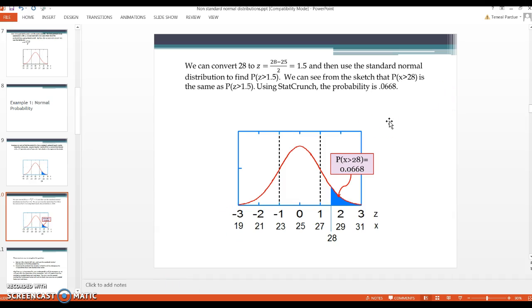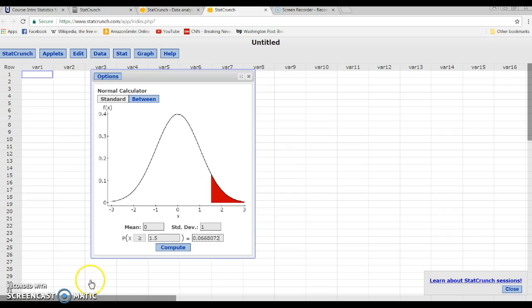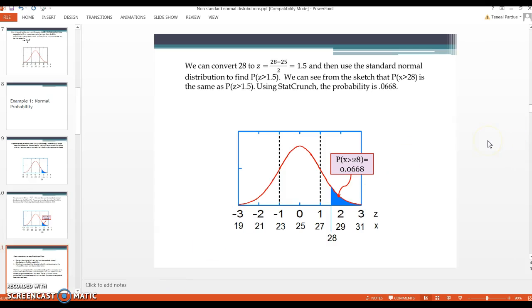Okay, so 0.0668. Again, just to recap, what we did was we took 28, converted it to z, and then we used the standard normal distribution in StatCrunch. So we used a mean of 0 and a standard deviation of 1, and found the probability that z was greater than 1.5. Okay, so that's our first example.